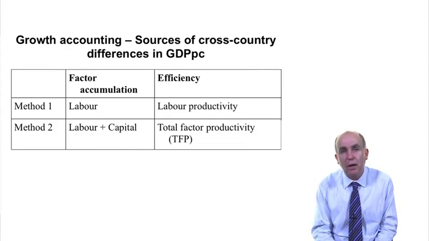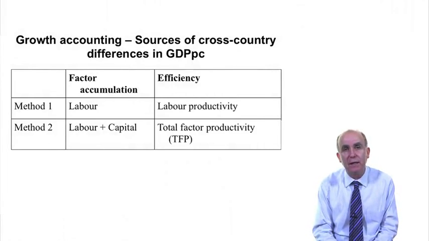Now, an important aspect of doing growth accounting is how you measure labour and capital. This can make a difference to how much you end up attributing to differences in factor accumulation or efficiency. For example, if you think about labour, one way of measuring labour would just be to look at the number of workers in each of two countries. Another possibility, which would be better if you thought that, for example, average work hours differed between the two countries, would be to look at the total amount of hours worked in each of the two countries.